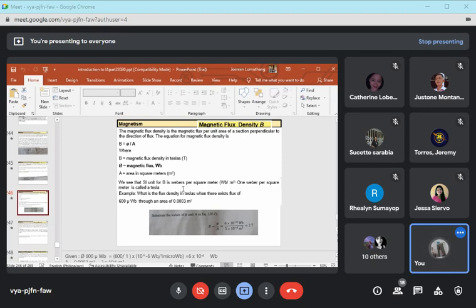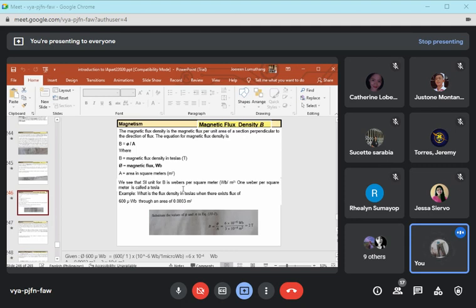So we see that the system international unit for the magnetic flux density is Weber per square meter, or the Tesla. 1 Weber per square meter is called Tesla. So we have here an example.